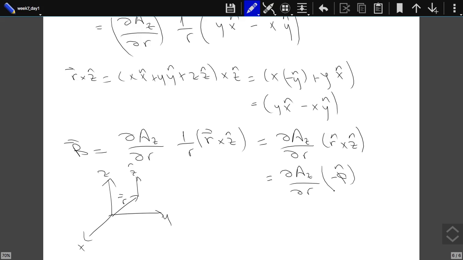What is the magnitude? This angle here is theta, this angle here is theta. Phi hat has a unit magnitude, but r hat cross z hat doesn't have a unit magnitude. So it has the magnitude sine of theta.